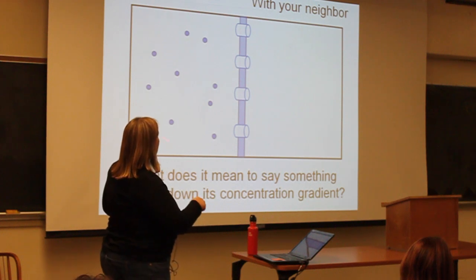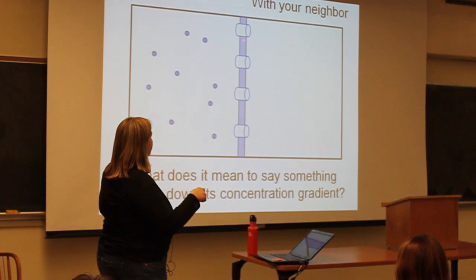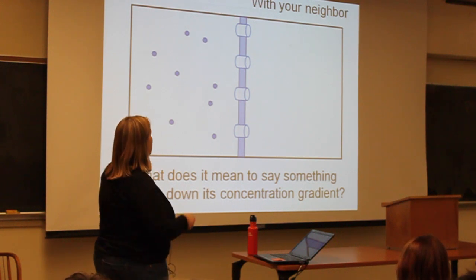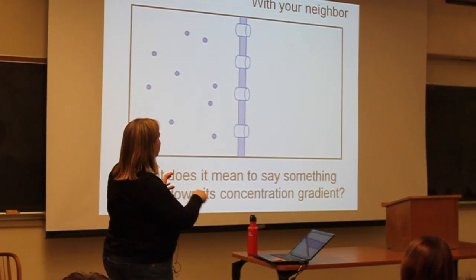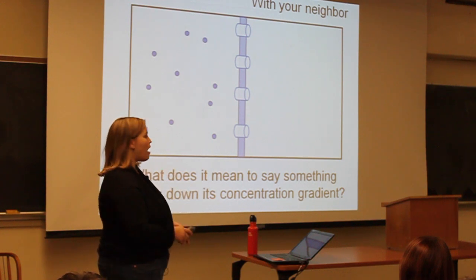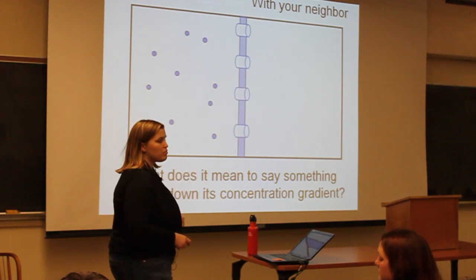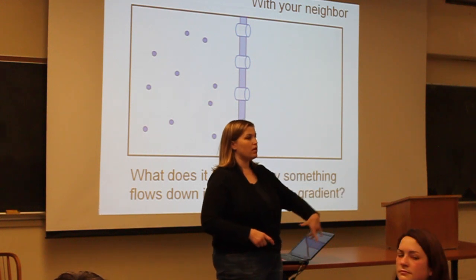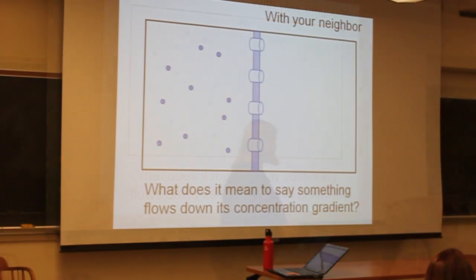And to help you with that idea, we have two compartments, and there are these little tunnels, or you could also think of them as proteins, right? What is going to happen to these particles in this little figure? Okay, so just take a second, see if you can draw what you think is going to happen, and ask your neighbors about what this means. What does it mean to say something's going to flow down a concentration gradient? And I actually mean it when I want you to talk. Okay, so go ahead.